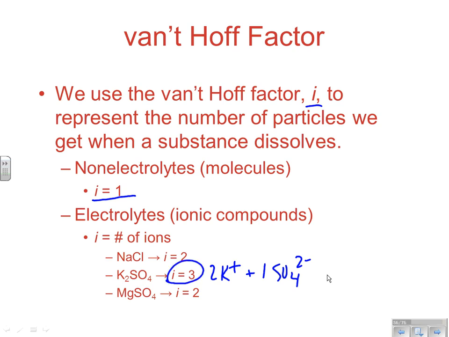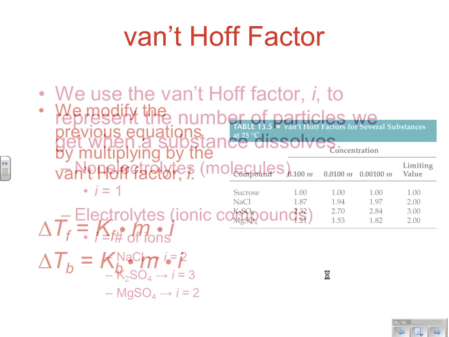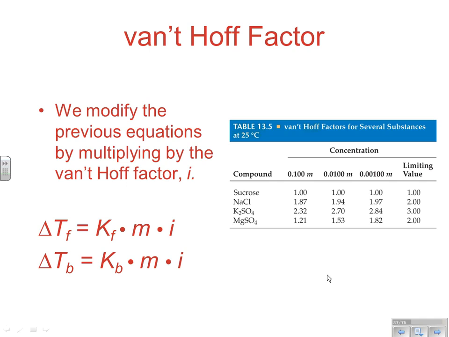Or something like magnesium sulfate, once again, it's like sodium chloride. 1 magnesium, 1 sulfate, you have an i value of 2. So to more accurately look at what's happening to boiling point and freezing point, we really need to take into account what type of solute we're dissolving in our solvent. So we're going to modify our two equations in this way to incorporate our i value.